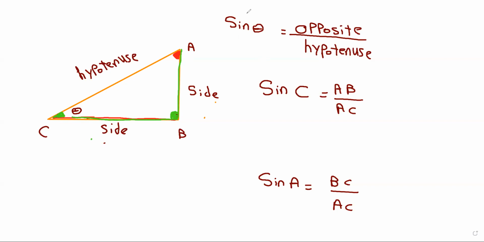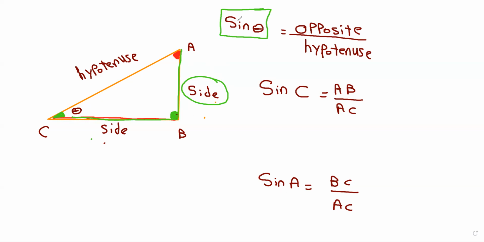Sine, what is the meaning of sine? Sine is a ratio between the opposite and the hypotenuse. So if we are talking about sine C, sine C is equal to opposite over hypotenuse. The opposite is AB, because I'm talking about angle C. And the hypotenuse is AC.